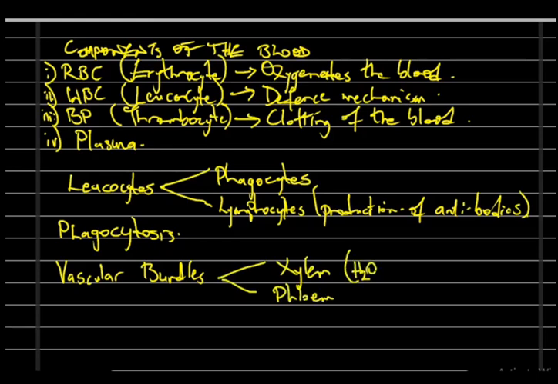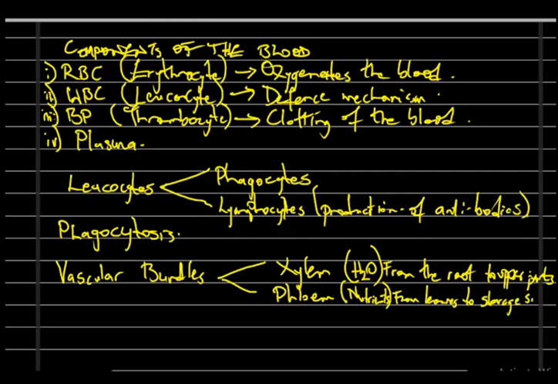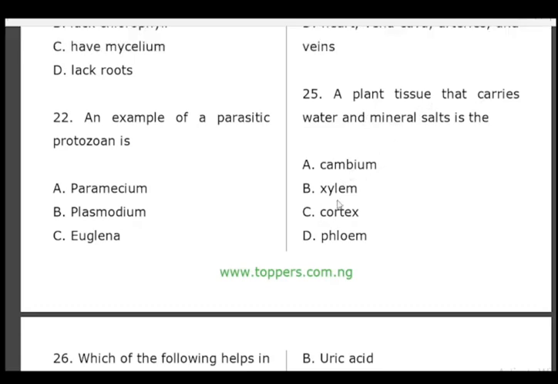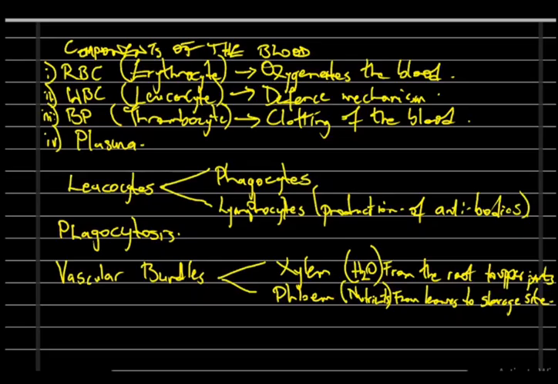Xylem transports water and other materials from the roots to the upper parts of the plant, while the phloem transports nutrients from leaves to storage sites. That is what the phloems do. So the answer to that question is the xylem. The xylem is responsible for carrying water and mineral salts from the soil to the upper part of the plant. So 25 is option B.